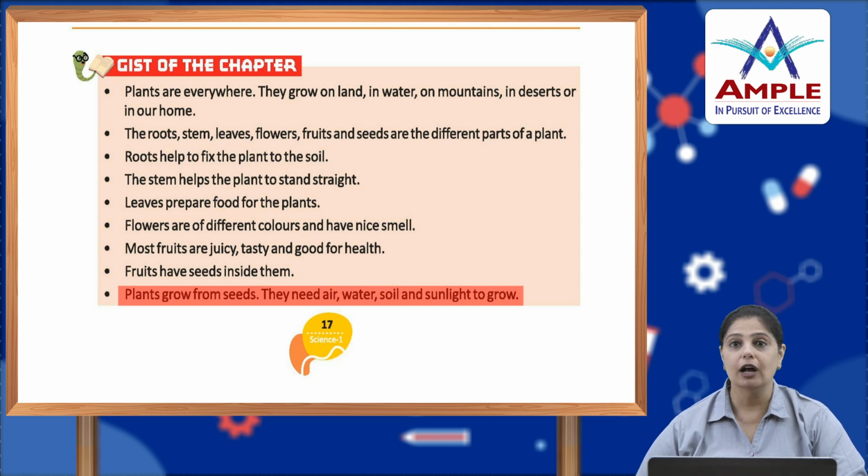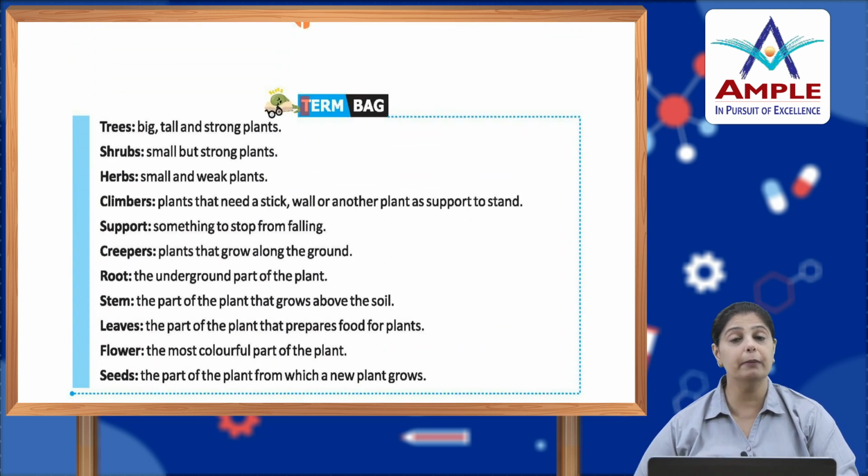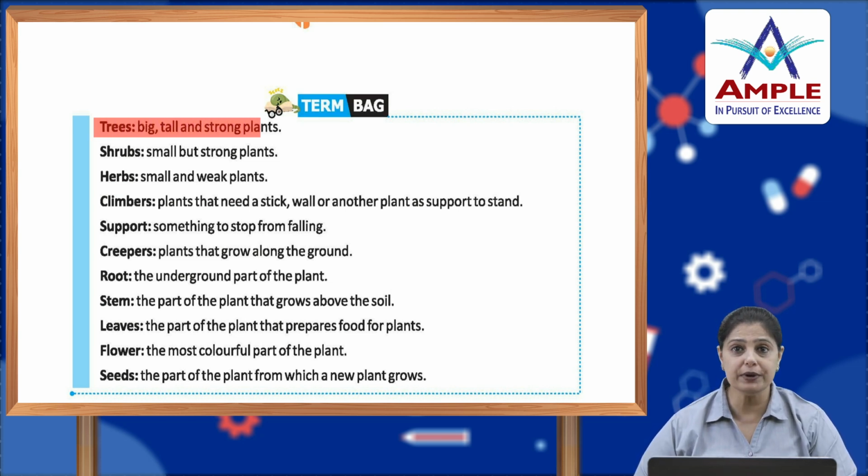Now, let's look at the different terms that we've come across in this chapter. Trees. What are trees? They are big, tall and strong plants. Shrubs. They are small but strong plants. Herbs. They are small and weak, okay.